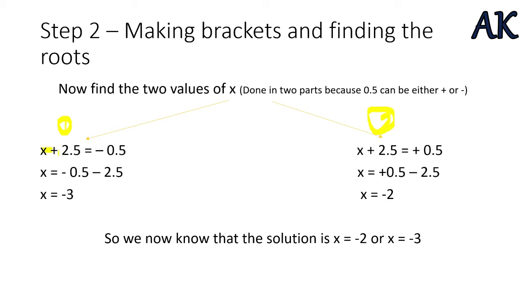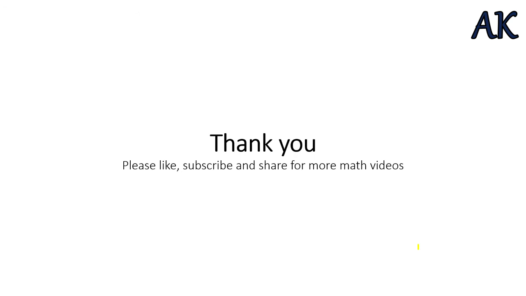Column 1, x plus 2.5 equals minus 0.5. x equals minus 0.5 minus 2.5. x equals minus 3, so one possible value of x is minus 3. Column 2, x plus 2.5 equals plus 0.5. x equals plus 0.5 minus 2.5. x equals minus 2, so another possible value of x is minus 2. So we now know that the solution is x equals minus 2 or x equals minus 3.